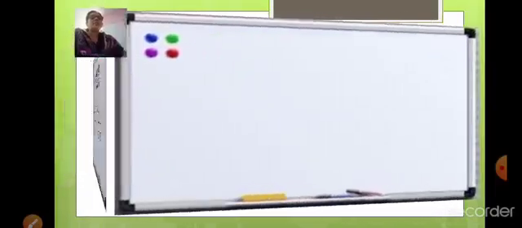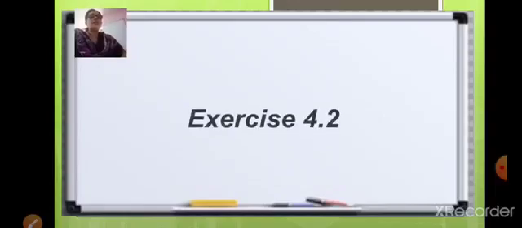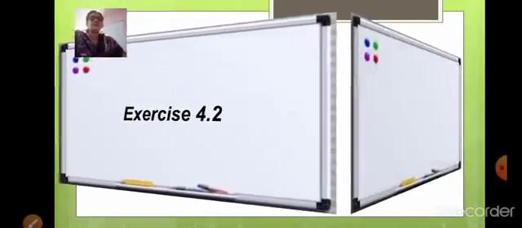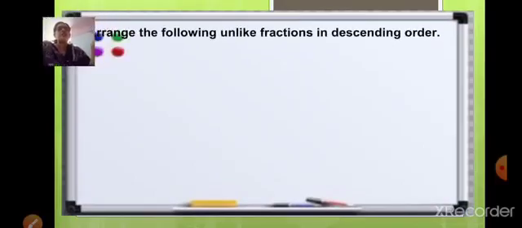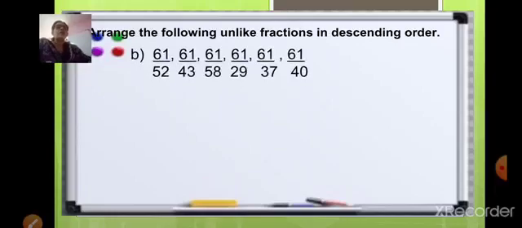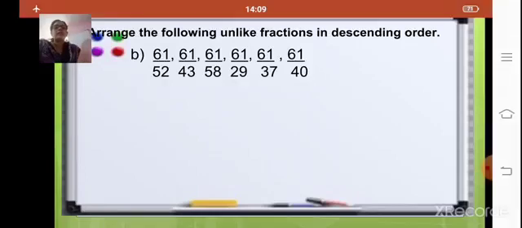Now let us start with the exercise 4.2. Okay, now yes, you have to arrange the following fractions in descending order. Here all the numerators are same, so you don't have to do anything. You just have to compare the denominators. Now all this exercise sums, you are going to solve it in your notebook. Now children, here all the numerators are same, so compare the denominators.